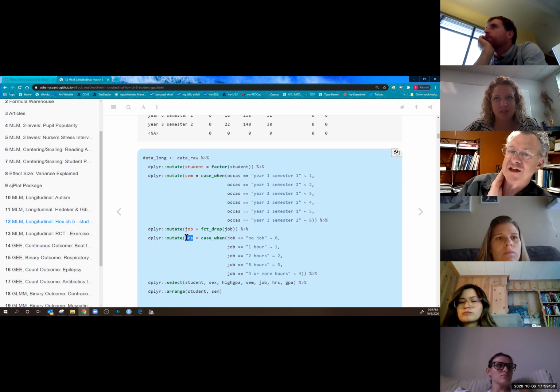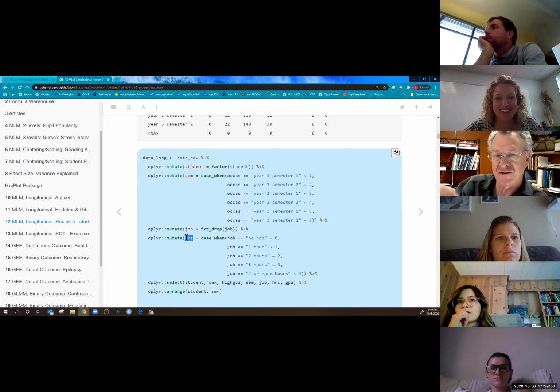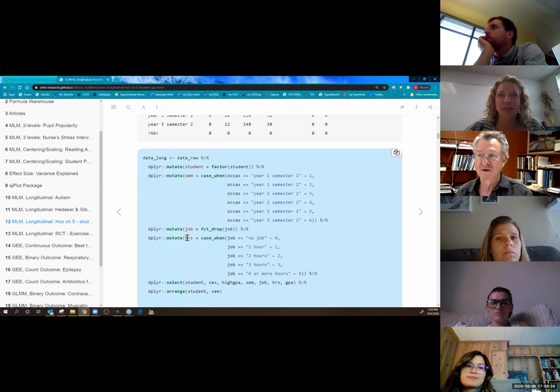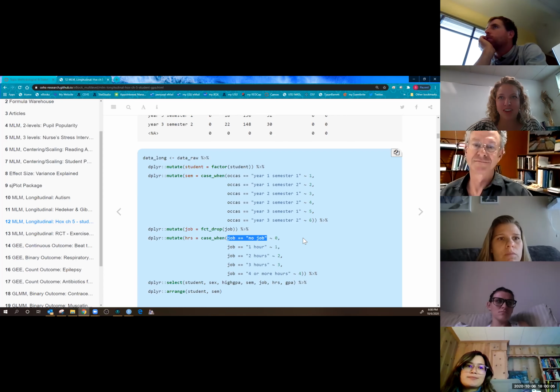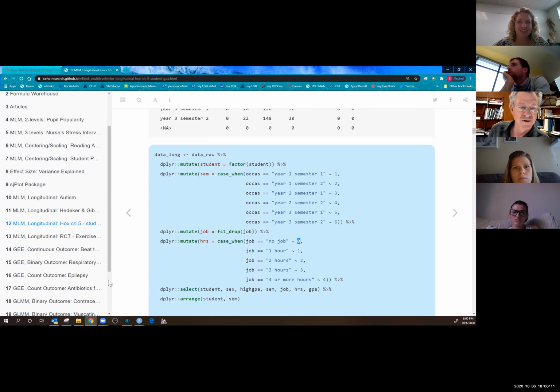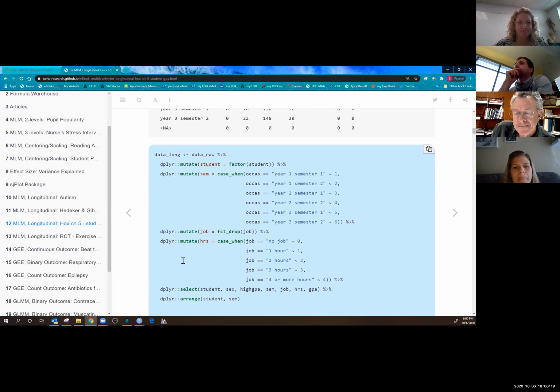I just didn't know that you could do that without telling R first that there's an object called hours and assigning it something. No, so mutate can actually do that for you. Hours is going to be a new variable that's going to have values. When job is equal to no job, its value is 0, and on down the pipe. Yeah, it's very handy if you want to recode variables in a complex way, in this case with dplyr mutate. So it's mutating the data frame. Yes. Okay, thank you.